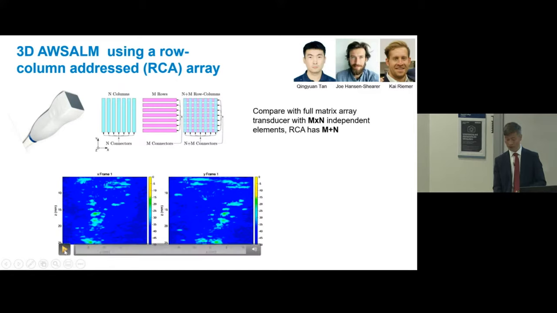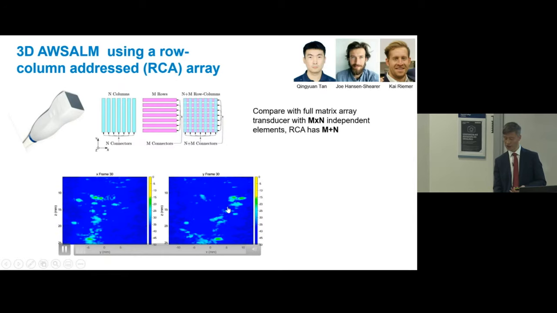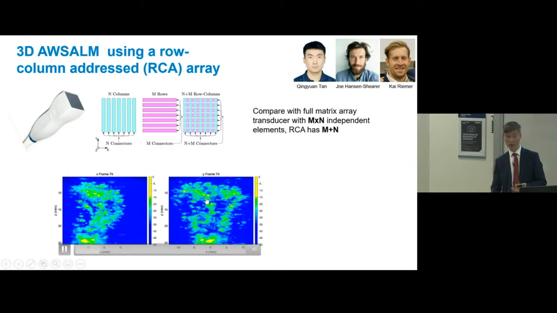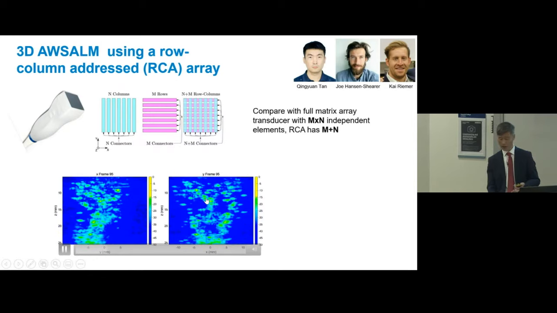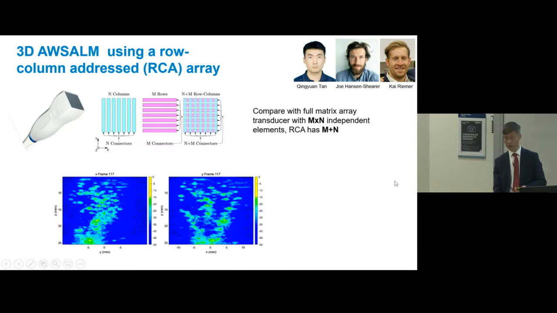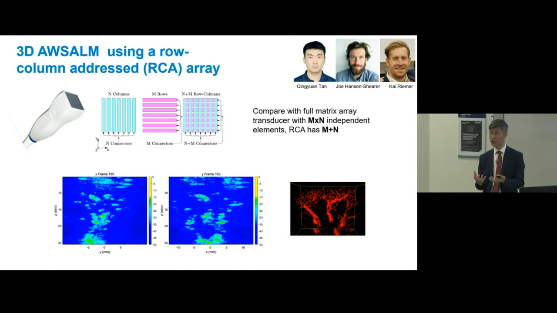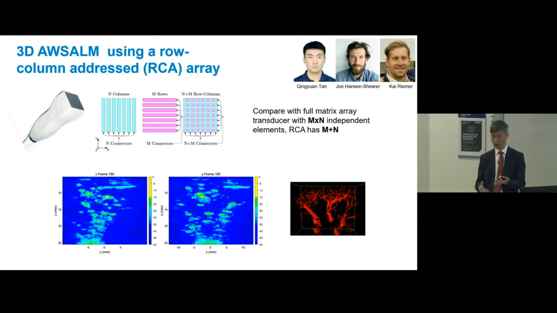This is our very initial results, where you're looking at the bubbles already activated by the previous pulse activation, but then you can watch the next activation where you see the activation coming and you see these bubbles moving around in 3D space. And this is a two-view of the same organ, right? And then you can actually localize and build this 3D microvascular network with this data.